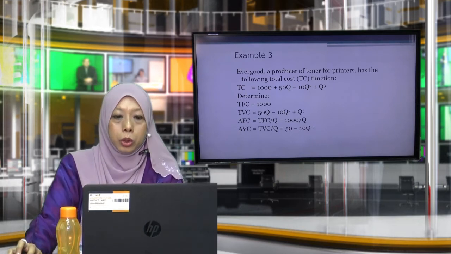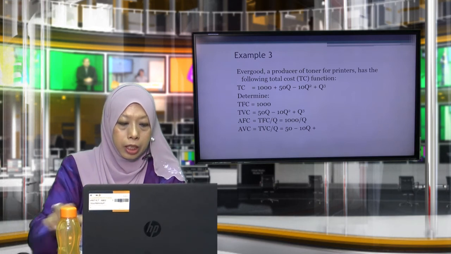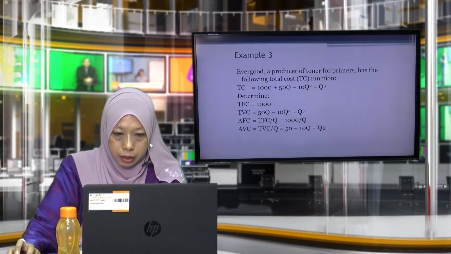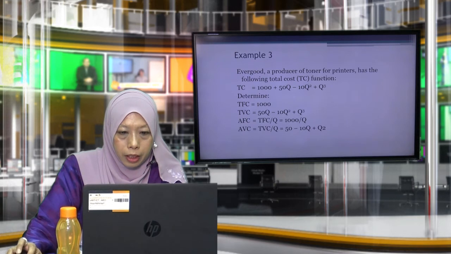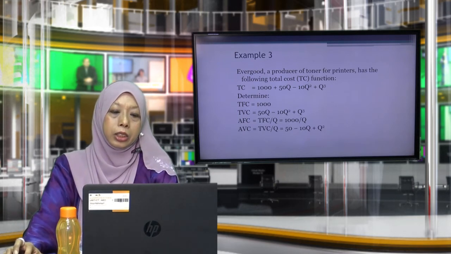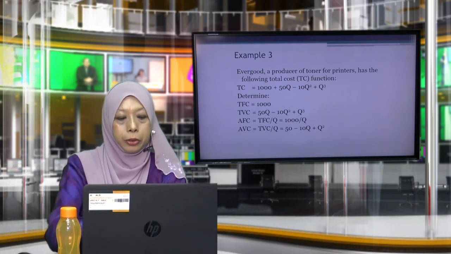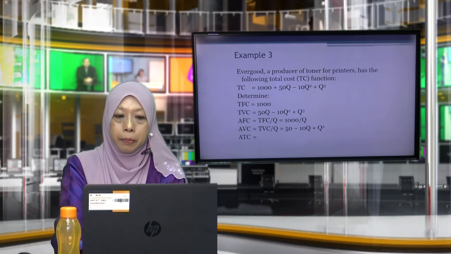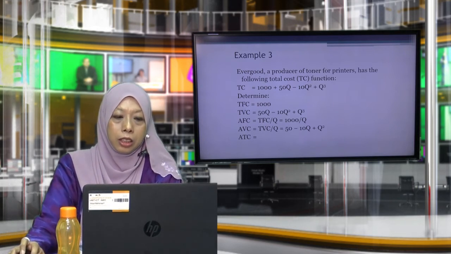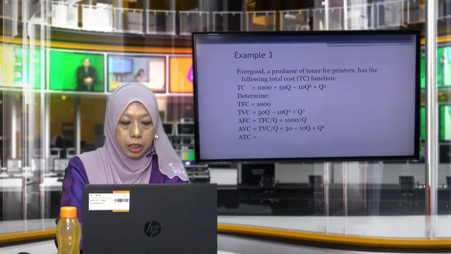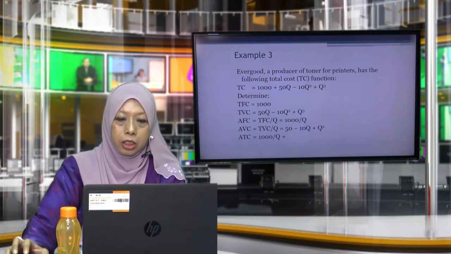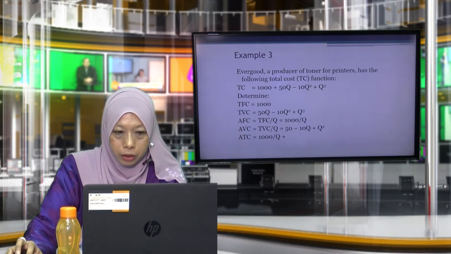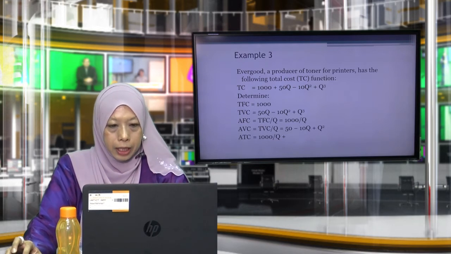And Q to the power of 3, if you divide it by Q, that will leave you with Q squared. Okay, so this is your average variable cost function. If you were to derive the average total cost function, what would that be? It would be average fixed cost plus average variable cost. So it's going to be 1000 divided by Q plus your average variable cost, in this case 50 minus 10Q plus Q squared.